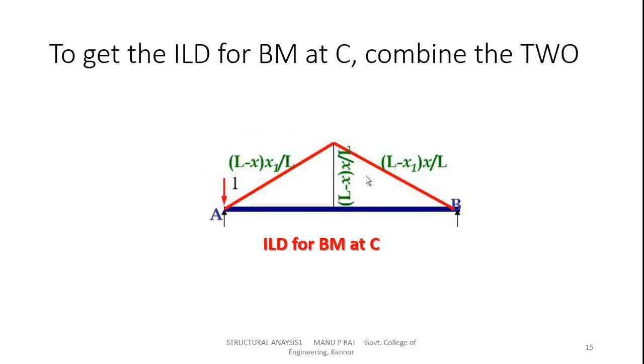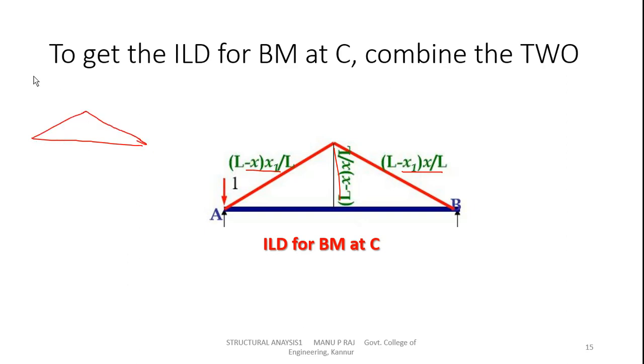Now if you combine these two figures, you'll get a triangle. That is a triangle with the maximum ordinate L minus x into x by L. We are combining these two cases, L minus x into x1 by L and L minus x, and we get this value. So the ILD for a bending moment will be a triangle.